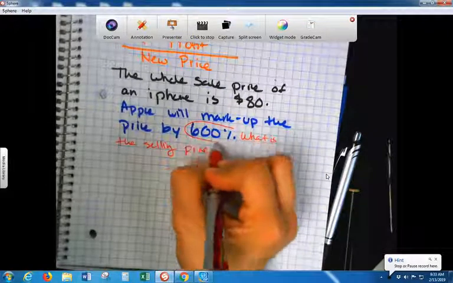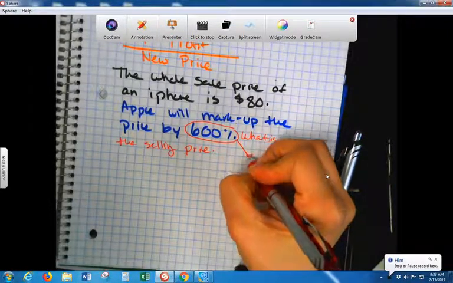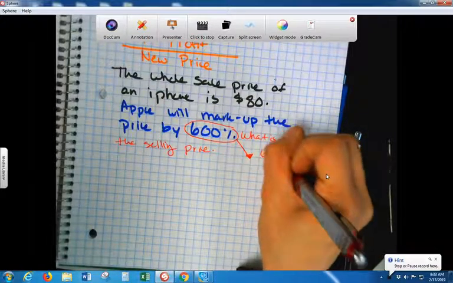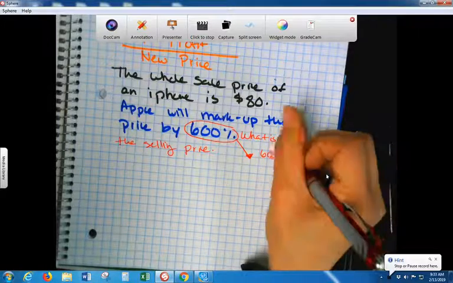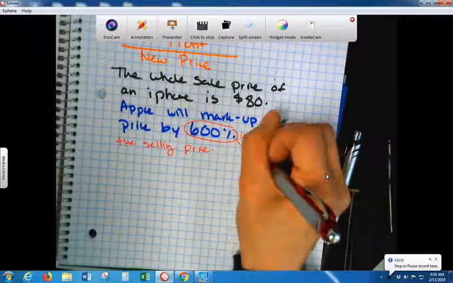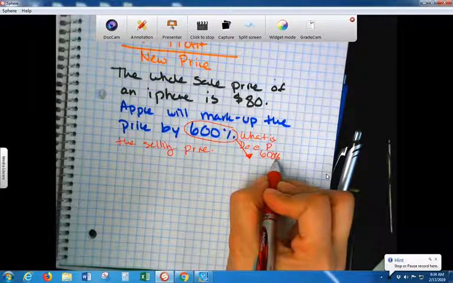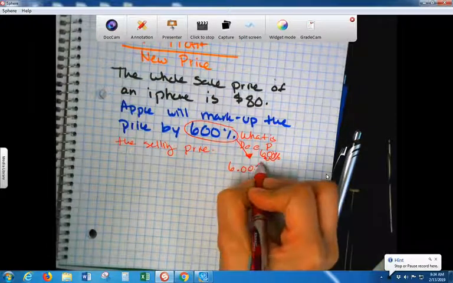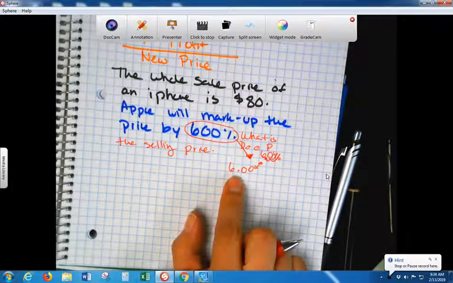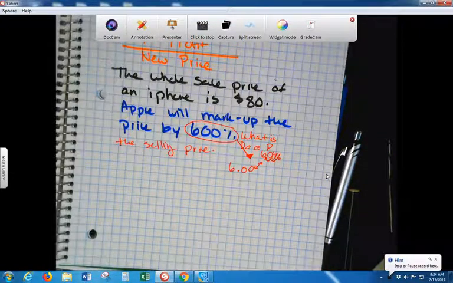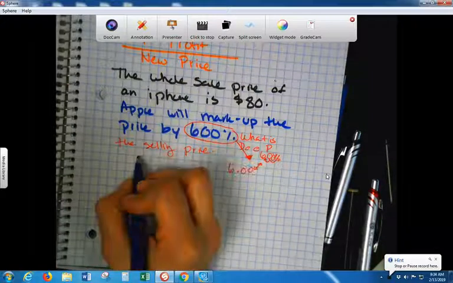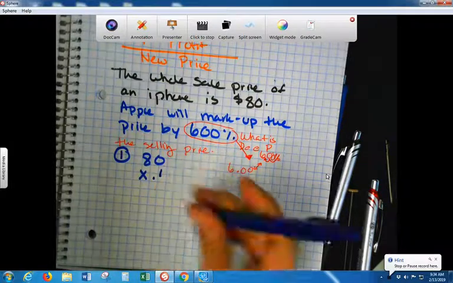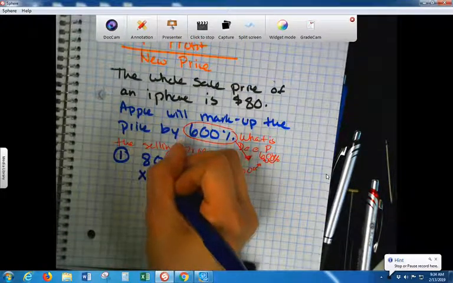So 600%. What's the decimal? Remember the word deep? This is my percent, and I want a decimal. So how many times do I move it? 2 times. So it's 6.00, right? Do I want to multiply by 0.00? No. So just 6. So we're going to take step 1, 80, and multiply it by just 6.